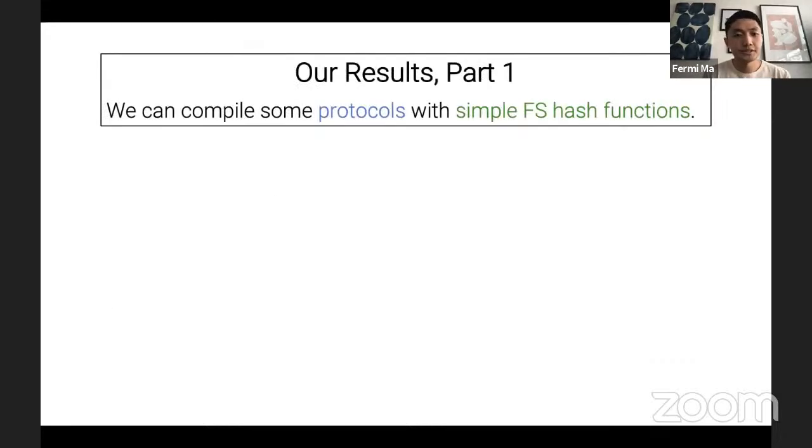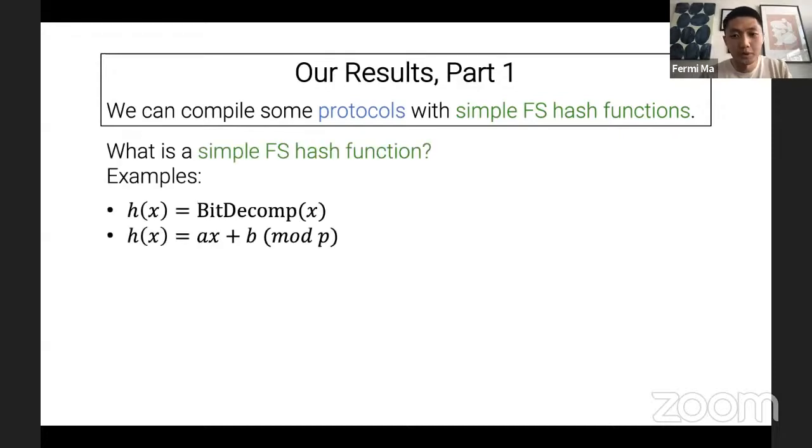And our first set of results are a set of perhaps surprising positive results, where we show that in fact, some fairly interesting protocols can be compiled with really simple, non-cryptographic Fiat-Shamir hash functions. And so what I mean by that, like what is a non-cryptographic hash function? I mean something like taking a vector of entries over Z_p and spitting out the bit decomposition of this vector. Right? So no cryptography, no one-wayness whatsoever. Or another example would be literally a linear function on the input.